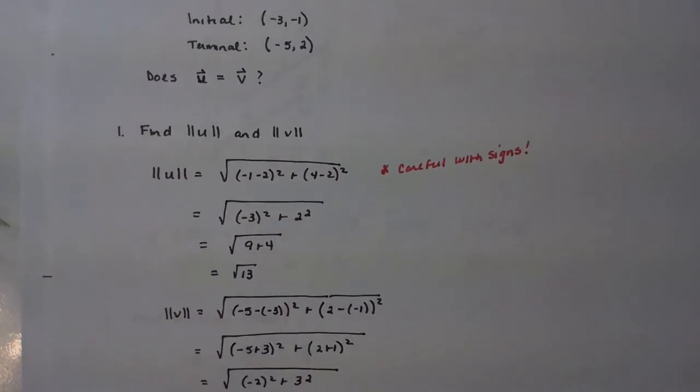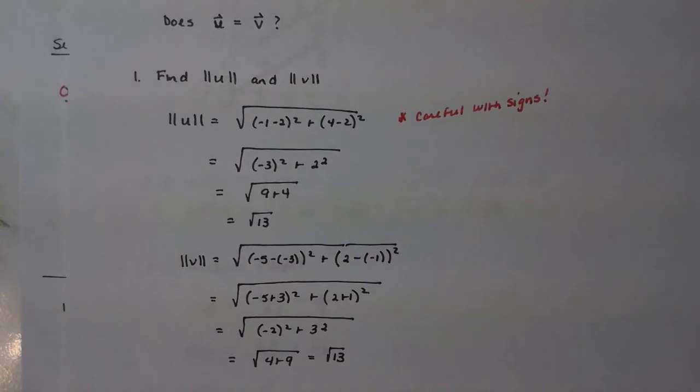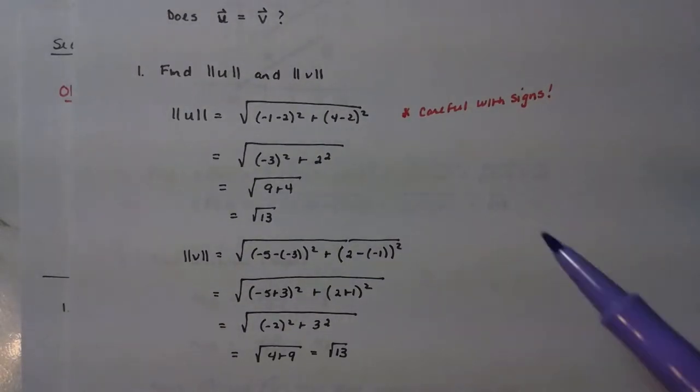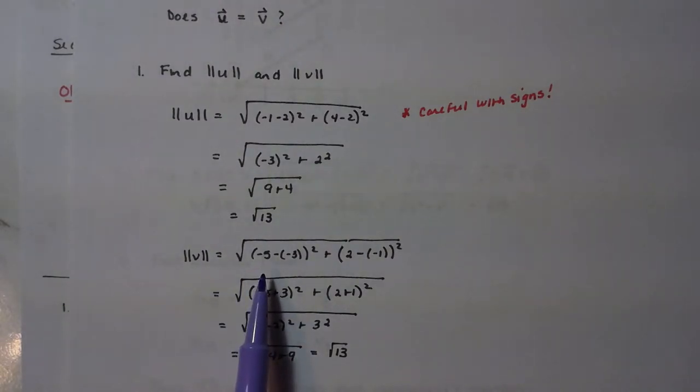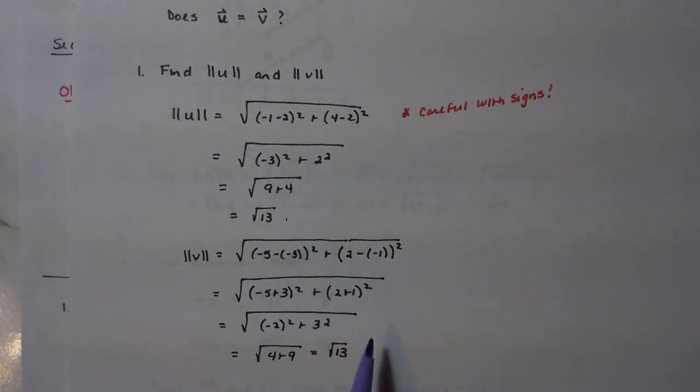And then I have to find the magnitude of the other one, because remember, two vectors are equal if and only if they have the same magnitude and the same direction. So finding the magnitude of v, I did the same thing. I put the initial and terminal points into the distance formula, cleaned it up, and I got root 13. So far, so good, right? So the magnitudes are the same.